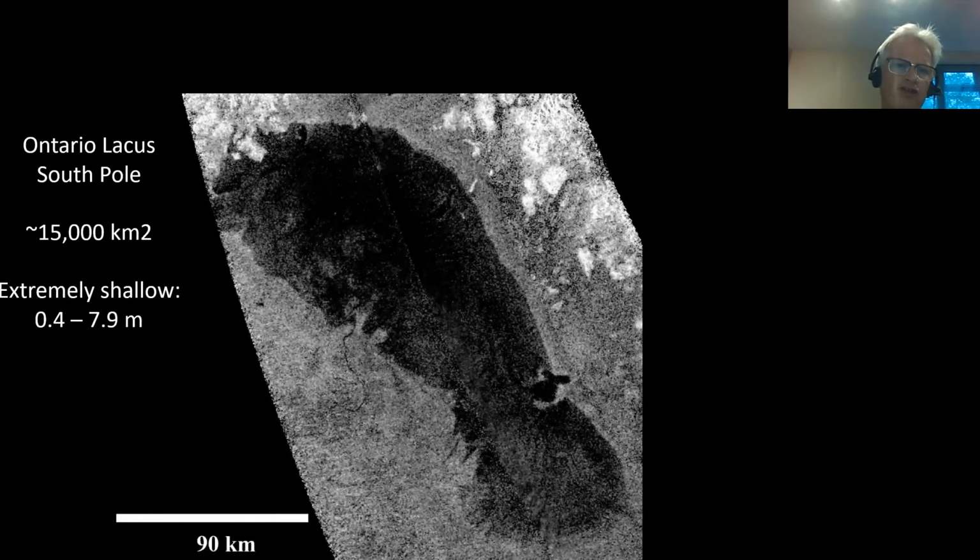This is Ontario Lake, a footprint-shaped lake in the southern hemisphere. And this is quite extraordinary. It's made of liquid methane and ethane, as I mentioned before. But despite the very large surface area, it is extremely shallow for its size. It would be very surprising to have a similar shallow lake on the Earth for that size, although there is one in Ethiopia, I believe.